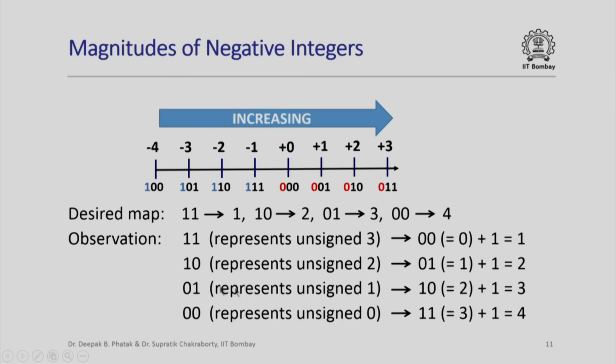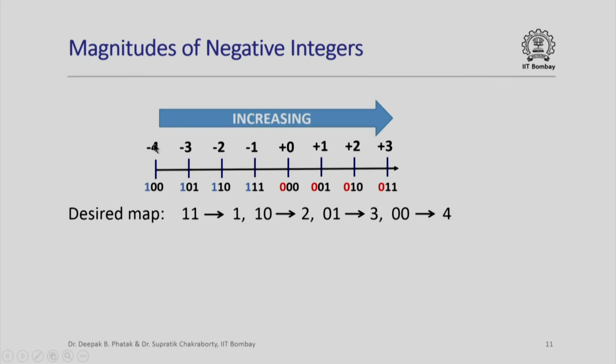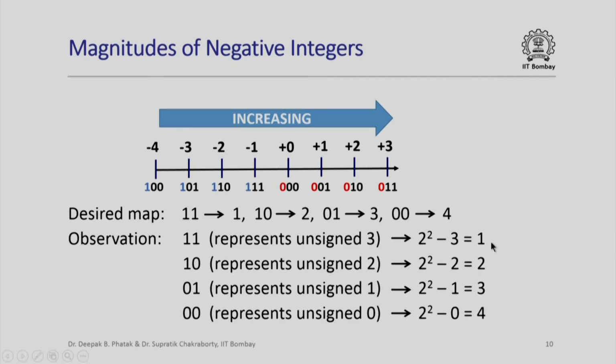01, which represents the unsigned integer 1, but you want it to represent 3, so flip all the bits, you get the unsigned integer 2, add 1 and you get 3, and so on for 00 as well. 00, when you flip, you get 11, which represents the unsigned integer 3, you add 1, then you get 4.